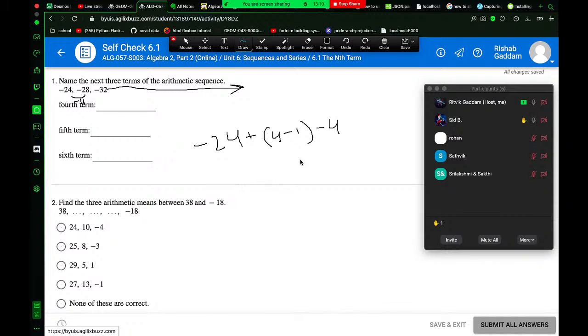So after you do that, you have to simplify this expression, and then you get -24 plus 3 times -4. That'd be -24 minus 12, and that gives you -36. Okay, so the fourth term is -36.